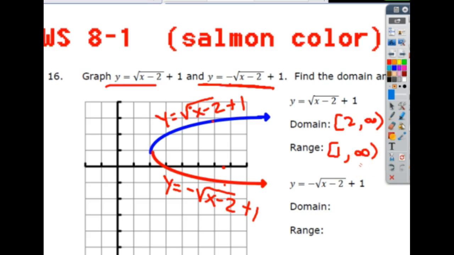That would be the domain and range for this one. And the domain is going to be this. And the range on this one is flipped because it is a reflection. And so that is the domain and range for this one.